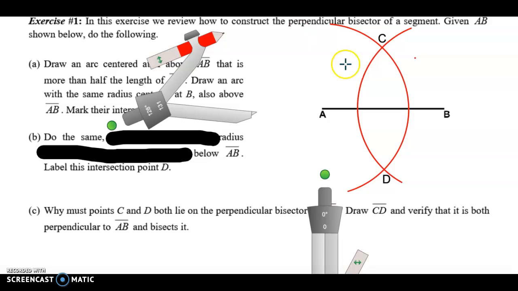And then what I'm going to do is take a straight edge and draw a line through C and D. I missed it a little bit, so let me just move this line over. So that line right there, CD, is perpendicular. You can see it looks like it's forming a right angle with AB, and it's also bisecting AB. I'm not bisecting CD, I'm bisecting AB.